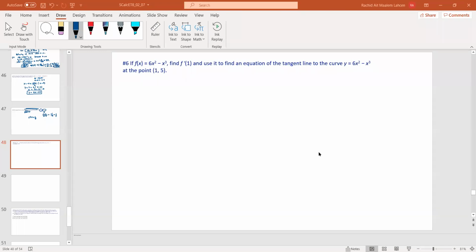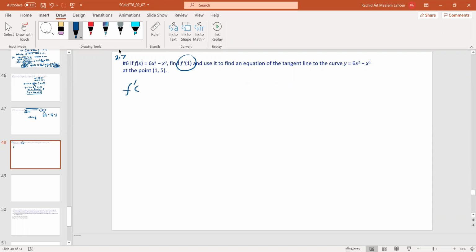Okay, so we'll continue in this video number 6 from 2.7. We're still in 2.7, to practice a little more on the same idea. So we have a curve that's 6x squared minus x cubed. Now we ask the question differently: f prime of 1, which means the derivative at 1, and use it to find the equation of the tangent line to the curve at the point.